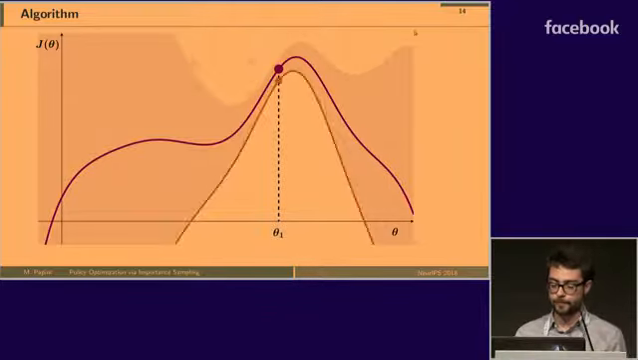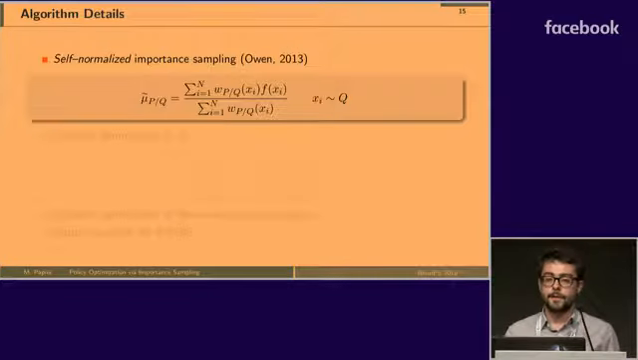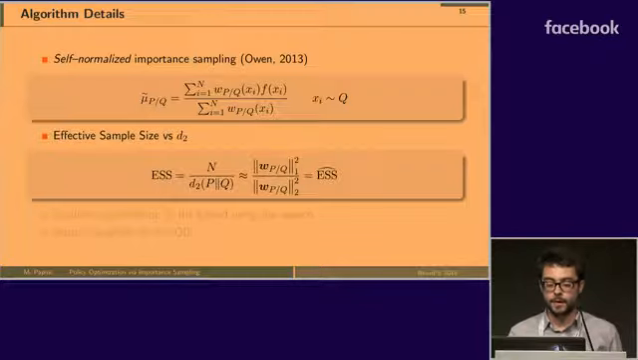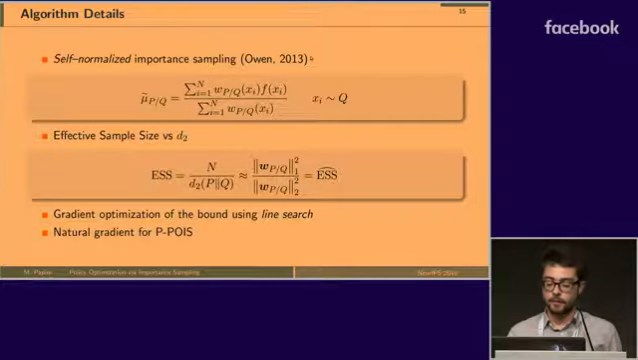Now we can go back offline, optimize our bound again, and so on until convergence. In practice, we can employ additional techniques, such as self-normalized importance weights to reduce the variance of our estimator at the price of a small bias. We can use this concept of effective sample size to estimate the Rényi divergence more easily. And we can use natural gradient and line search to improve the offline optimization.